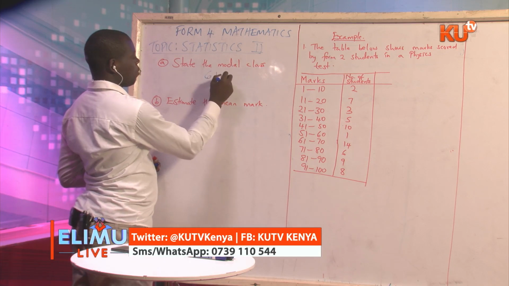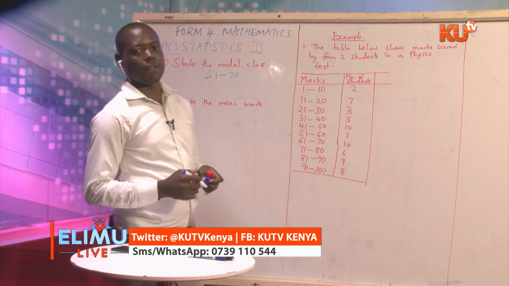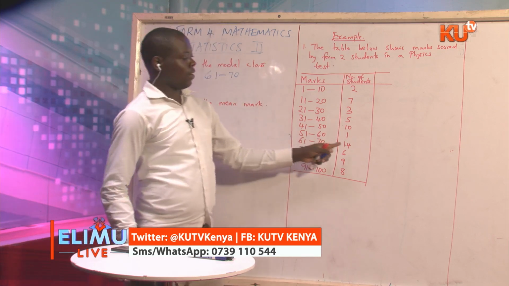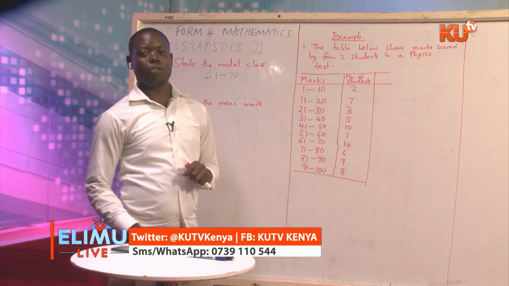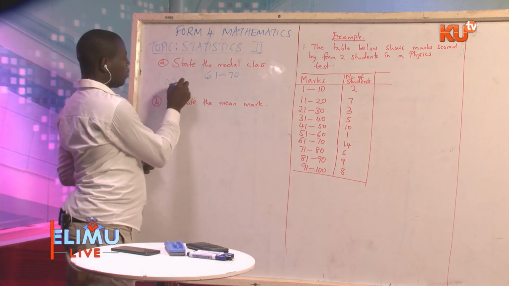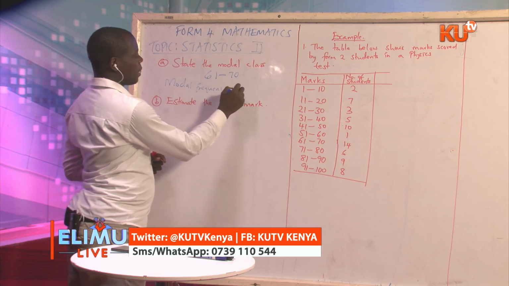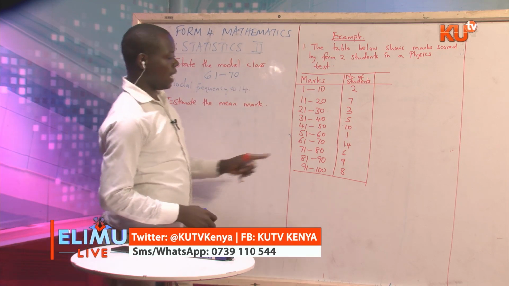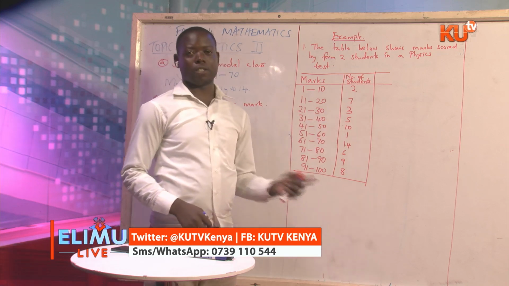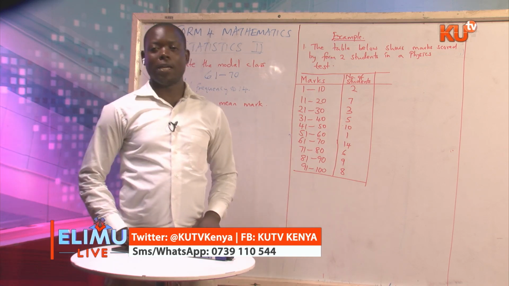That becomes our modal class. Yes, 61 to 70. That is our modal class. And 14 is what we refer to as the modal frequency. Good. If you are asked the modal frequency, then you will give 14. But if they ask the modal class, remember, it is 61 to 70, because these are the classes and these are the frequencies. Good. Number 2, we need to estimate the mean.